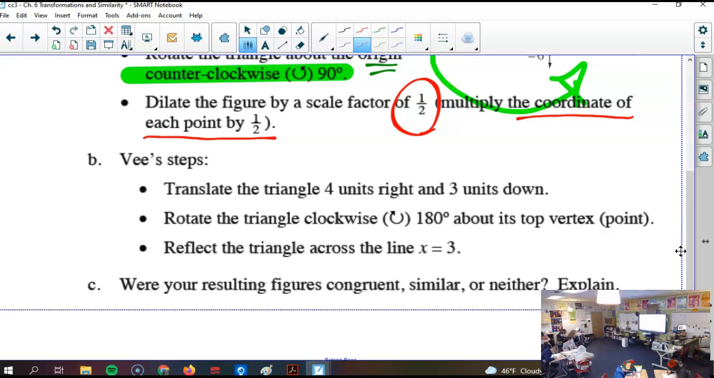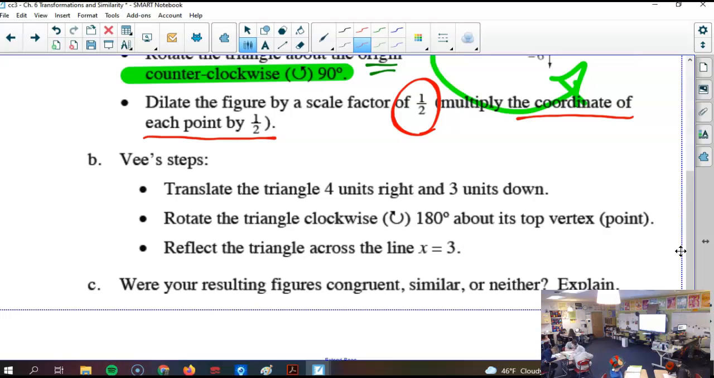So start at original A, and the first thing it says is translate the triangle 4 units right, 3 units down. Then rotate the triangle clockwise 180 about its top vertex. We're gonna take the new shape that you just moved and pivot it 180 degrees. The funny thing about a 180 is it doesn't matter what direction we go, because whether I turn this way or this way, I'm still gonna be pointing that way.